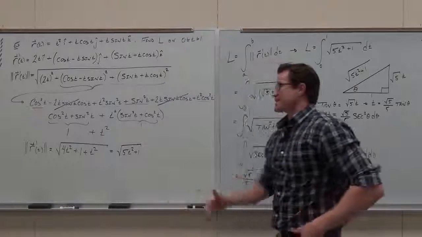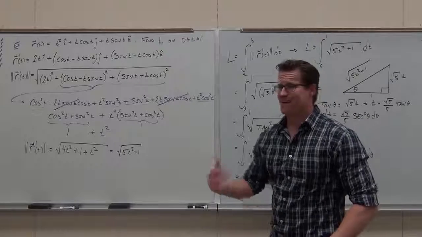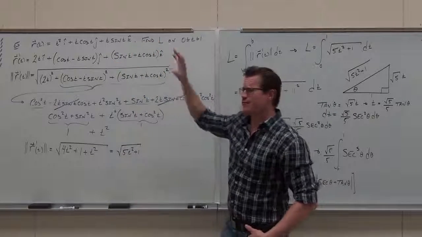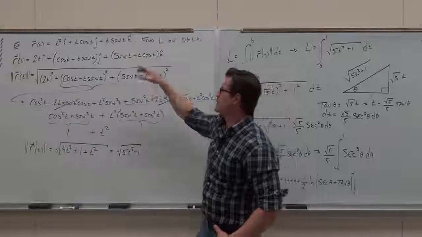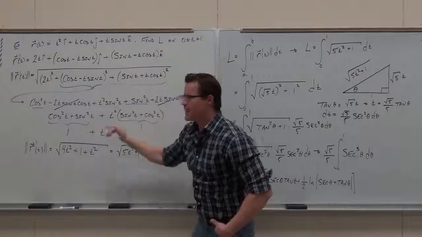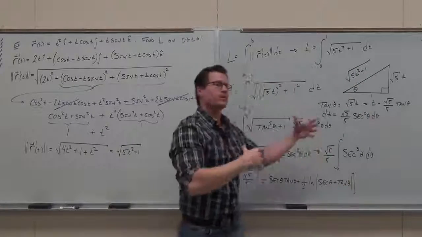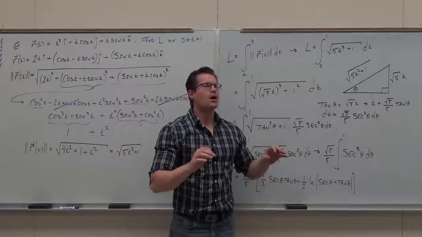Maybe a quick 10-second recap. The idea is easy, but the doing it's hard. So we have a vector function. We can find the length of any vector function, a space curve between any 2 points, as long as we can find the derivative, find the magnitude, and integrate from this point to this point. That's exactly what we've done. We've just accomplished the integral.